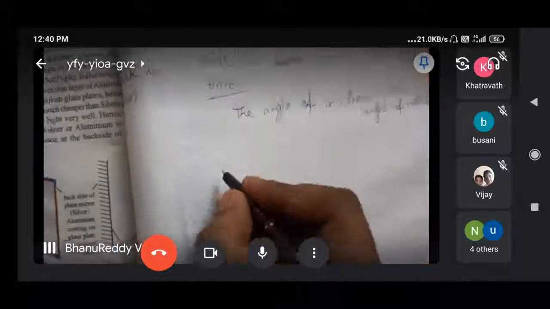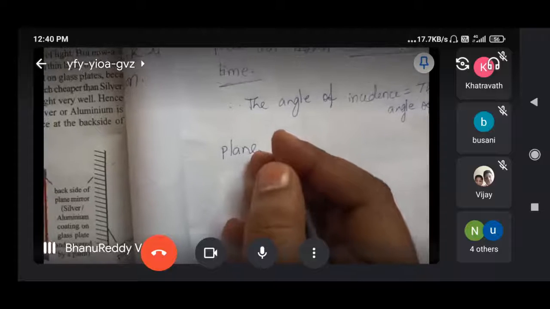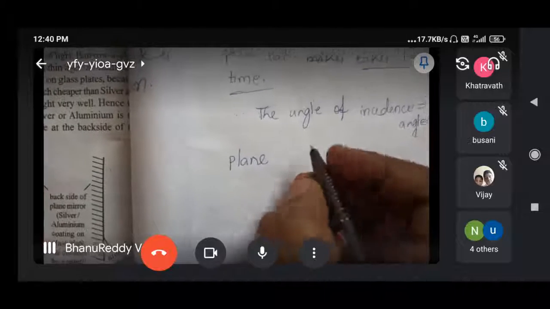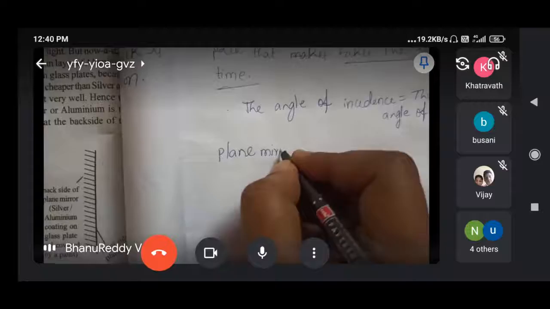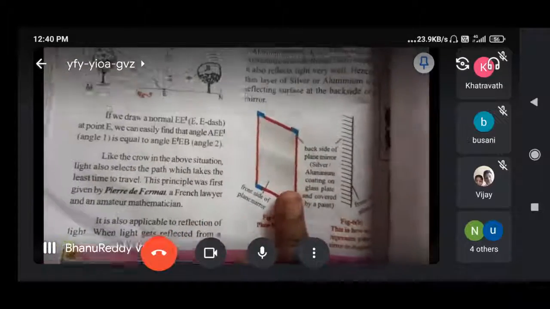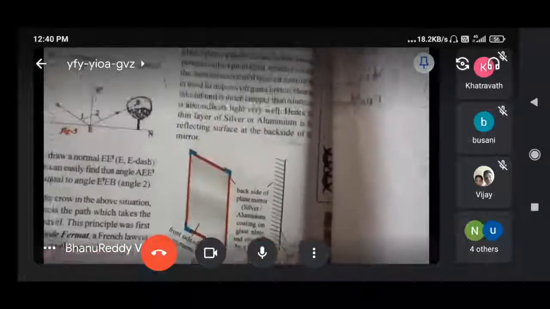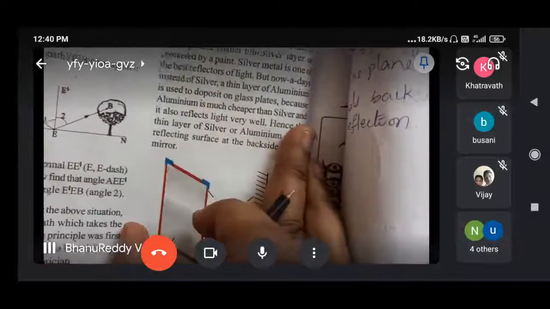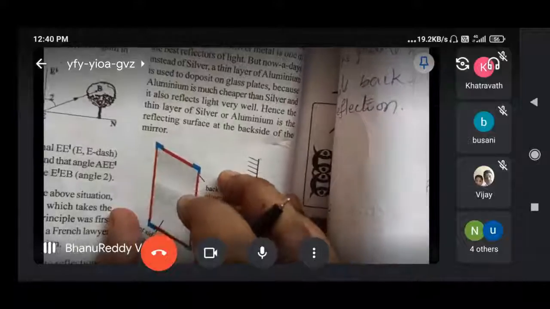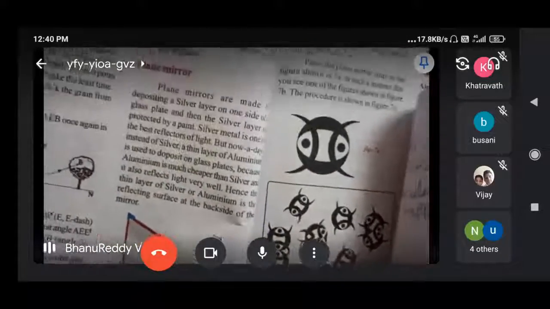What are plane mirrors? One side we have to coat. On the black side of the plane mirror, a silver or aluminium coating we need to make. Then only we can get the images inside the mirror. The front side of the plane mirror will be like this. So the back side we have to coat, on the glass plate, with aluminium and cover it with paint or something. Aluminium is much cheaper than silver, so that's why aluminium coating is better. So one side we have to coat. In that manner we can make plane mirrors.